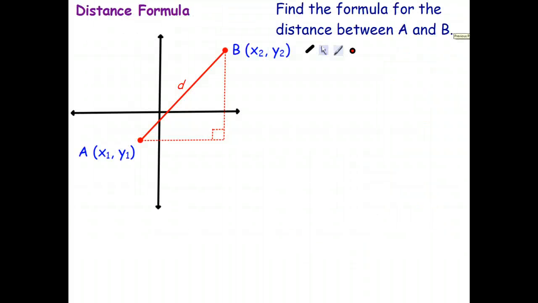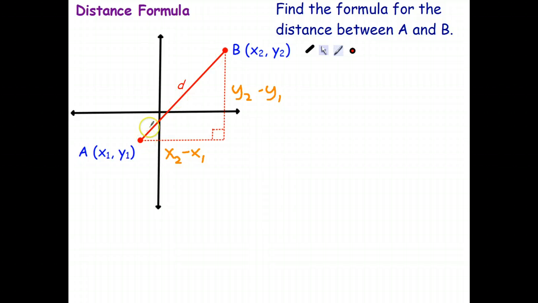And here we go. So this point here has coordinates x sub 1, y sub 1. Point B has coordinates x sub 2, y sub 2. We're looking for an expression or a formula for D. So we start by saying the length of this leg is just the difference in the x-coordinates. So that's x sub 2, take x sub 1. Difference means to subtract. For this leg, we're looking for the difference in the y coordinates. Well, that's just y sub 2 take y sub 1.